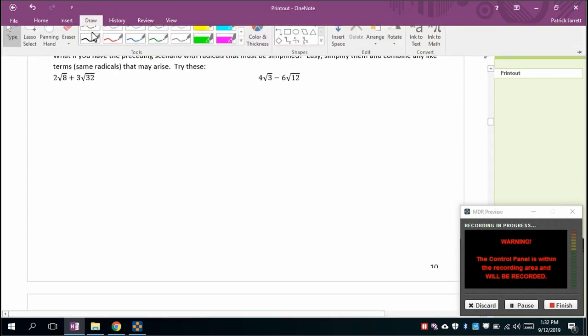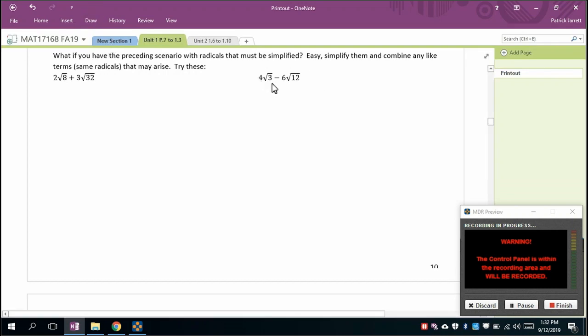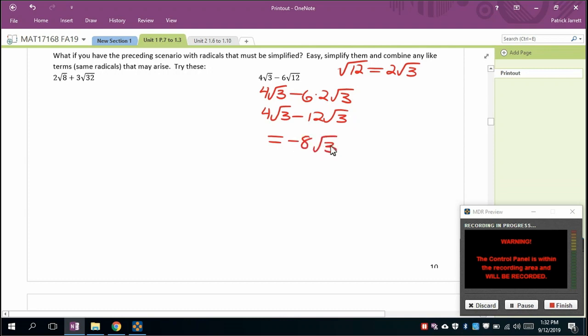Now for these problems, I'm going to go over this second one here. Square root of 3 is as simple as it gets. Square root of 12 is equivalent to 2 root 3. So what happens is we have 4 root 3 minus 6 times 2 root 3. 4 root 3 minus 12 root 3, and that is going to give us negative 8 times the square root of 3.